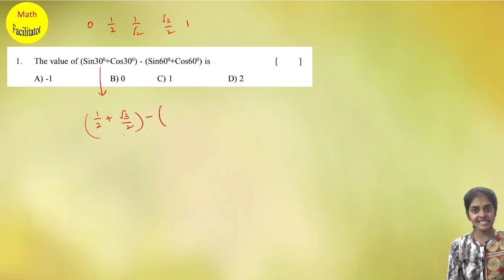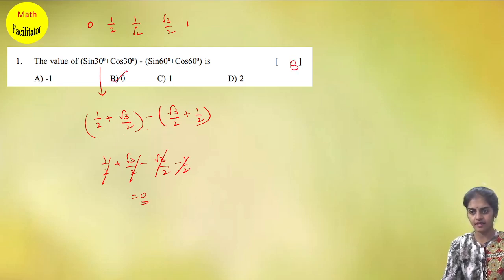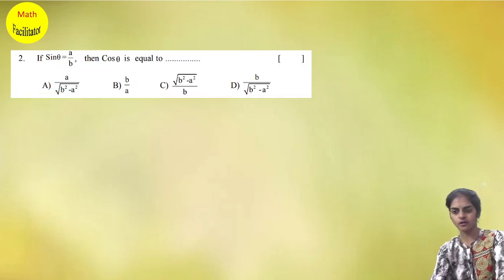minus sine 60 will be root 3 by 2 plus cos 60 will be 1 by 2. So if you see, this is 1 by 2 plus root 3 by 2 minus root 3 by 2, just open the brackets. So plus 1 by 2 minus 1 by 2, root 3 by 2 minus root 3 by 2 cancel, and the final answer is 0. So option B is correct. Next question.